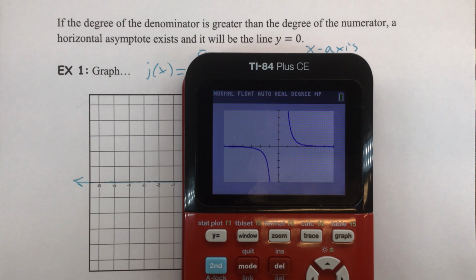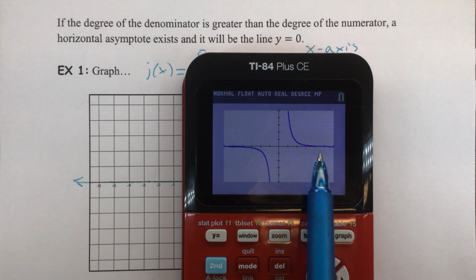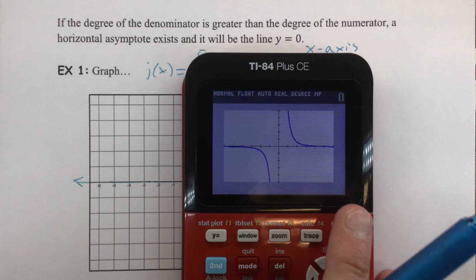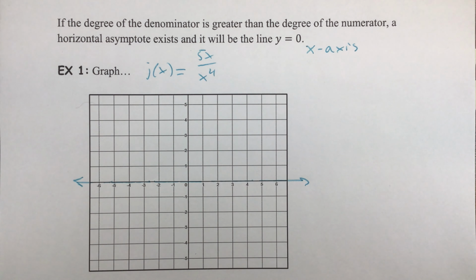And that's the graph that we get. You can see that we do have a horizontal asymptote at the x-axis. You're also going to have a vertical asymptote at the y-axis. It appears to be over there, which should make sense because this function is going to be undefined for values of 0. That can either create holes or asymptotes. In this case, it actually does create an asymptote.